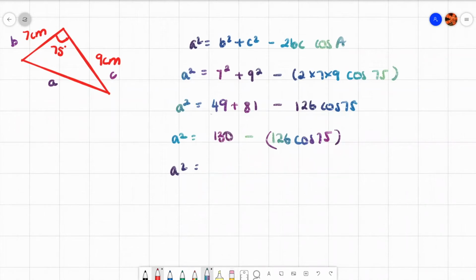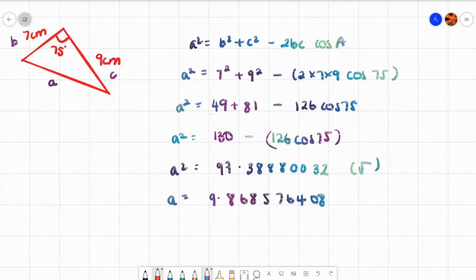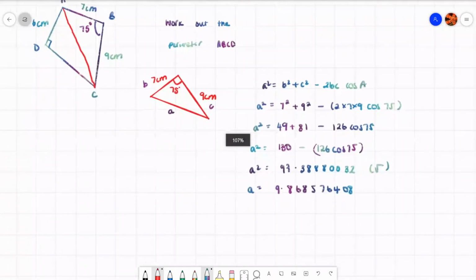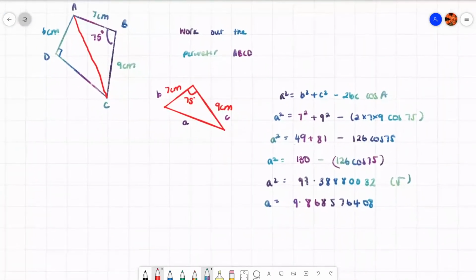Let's double check this. It's always important because there's so much going on here. Yeah, so now I've got 97.38880032. That there is a squared. I want a, so I've got to square root, and I end up with 9.868576408.